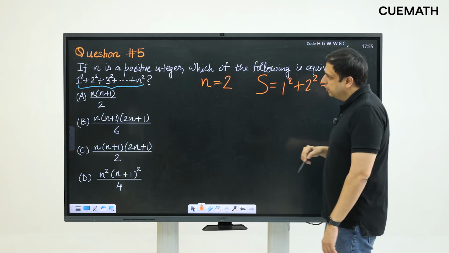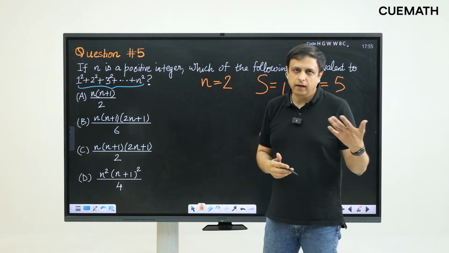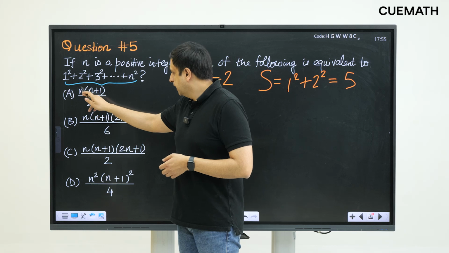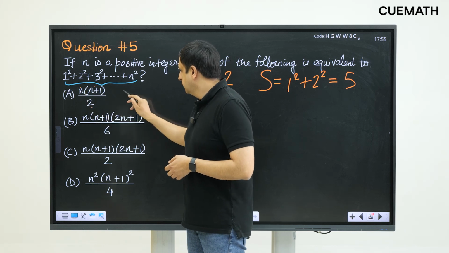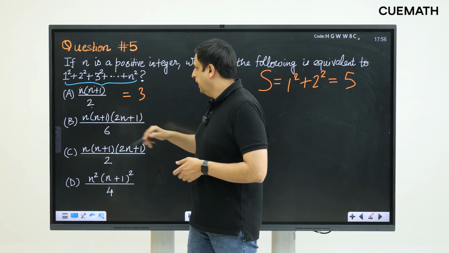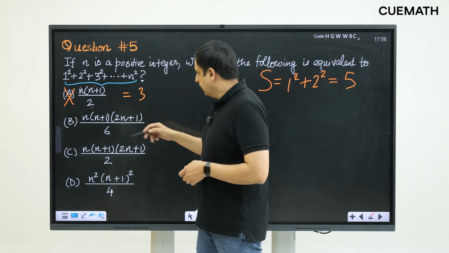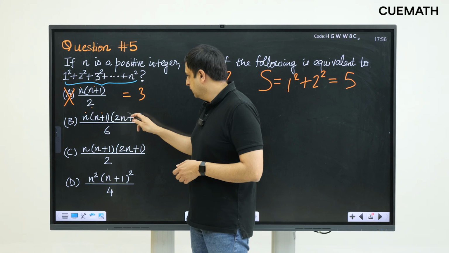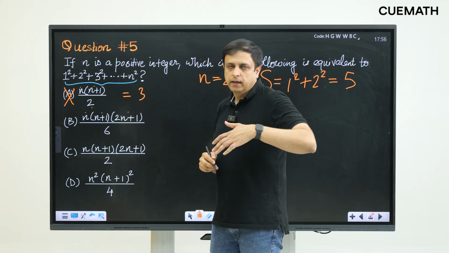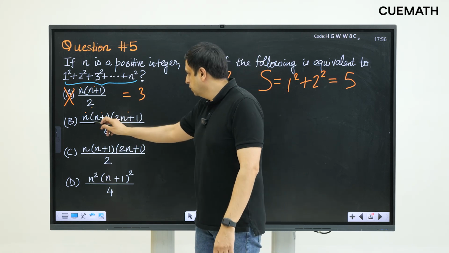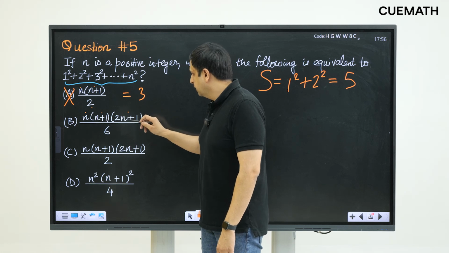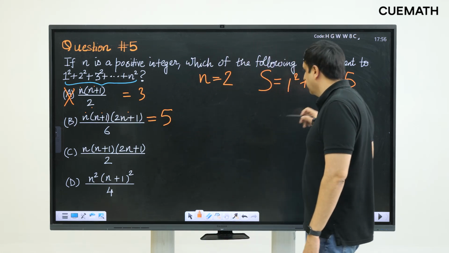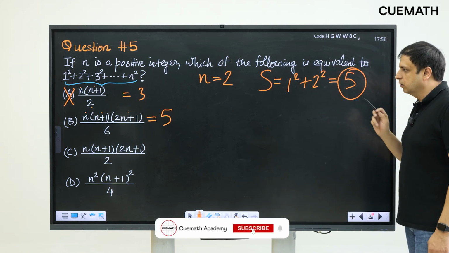And now I will just check which of these expressions is giving me a value of 5 for n equal to 2. So if I take n equal to 2 here, I get 2 times 3 by 2. So this is 3, and therefore option A is ruled out. If I put n equal to 2 here, I get 2 times 3 n plus 1 is 3, times 2n plus 1 will be 2 times 2 plus 1, which is 5. So, 2 times 3 times 5 by 6. So, this is equal to 5. So, this could possibly be correct because I want the sum to be equal to 5.